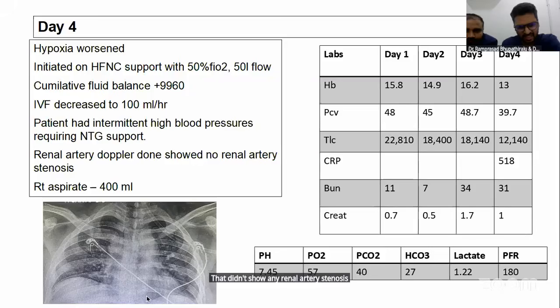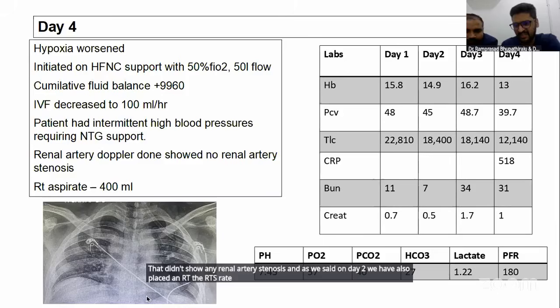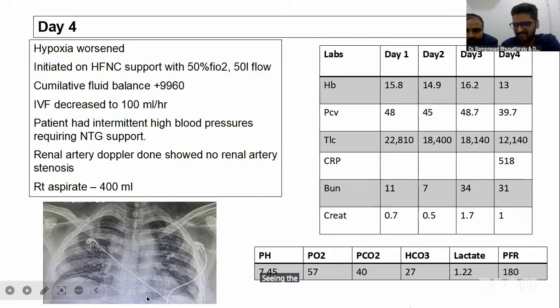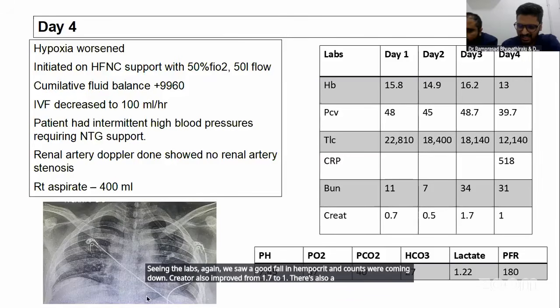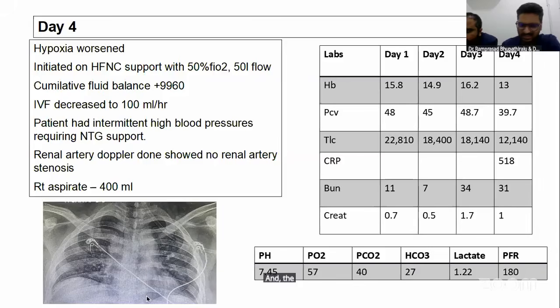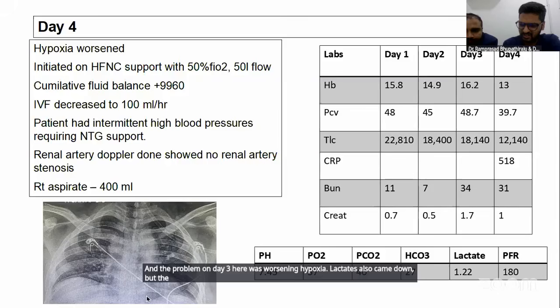And as we said on day two, we have also placed an RT. The RT aspirate was around 400 ml. Seeing the labs again, we saw a good fall in hematocrit, and counts were coming down. Creatinine also improved from 1.7 to 1. The problem on day 3 here was worsening hypoxia. Lactates also came down, but the PF ratios are in a falling trend.